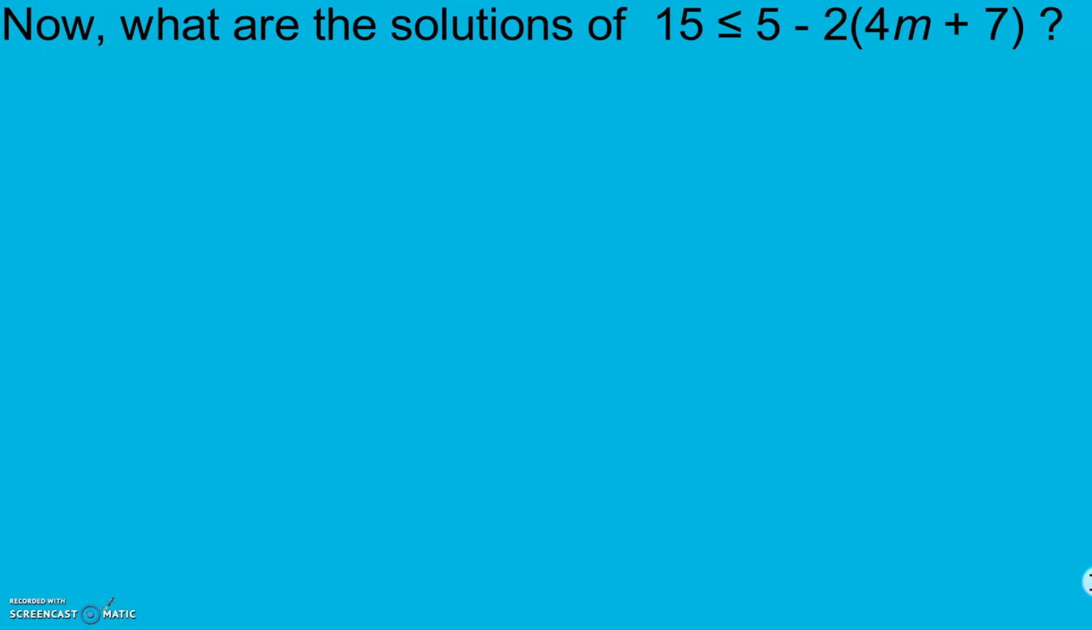Now, continuing on in section 3.4, we want to find the solutions of this inequality. First thing I'm going to do is double check, is my left side as simple as I can get it? Yep, I just have a 15. But my right side is not. I can get rid of my parentheses first by distributing.